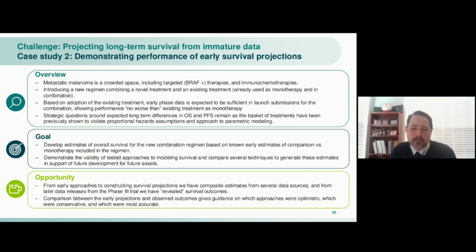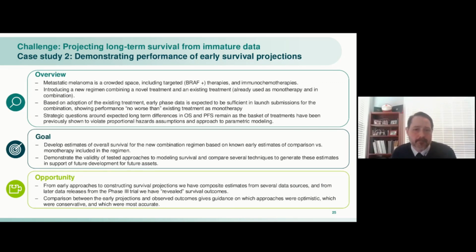And with those, we constructed a series of projections for overall survival, and we were able to do a retrospective comparison of those methods against the observed data from a later data cut from the phase 3 study. And the goal here was to really evaluate those methods, judge which ones were most accurate, which ones were most appropriate, and keep an eye on the future to try and identify a prioritized list of appropriate methods moving forward for that sort of process of early decision making around uncertain overall survival outcomes.